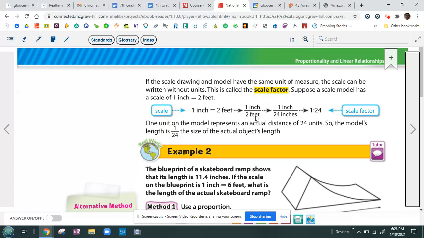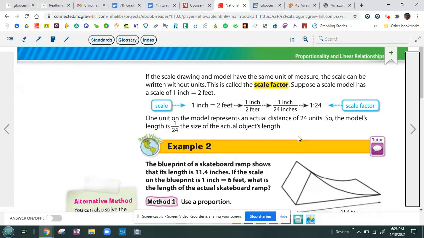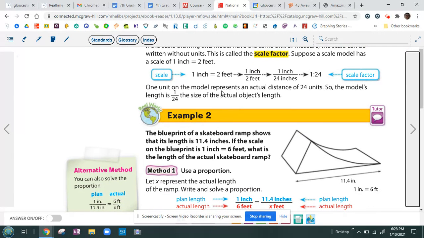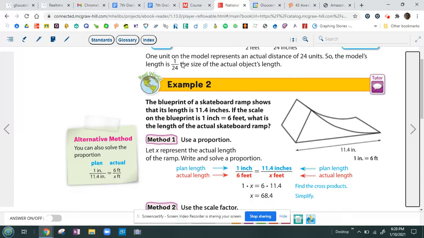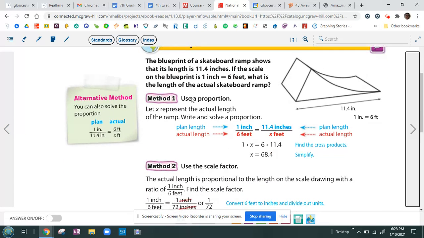Now convert the feet to inches, so 24. And now we can do our dimensional analysis, cancel out those inches, right? And now we just have a scale factor of 1 to 24. The actual object is 24 times, all the lengths are 24 times longer than the lengths in the model. So 1 unit on the model represents an actual distance of 24 units. The model's 1/24th the size of the actual object.